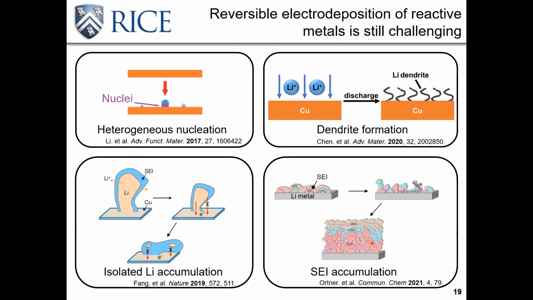Besides, the non-uniform growth of the lithium metal and the large volume expansion during cycling can cause fracturing and reforming of the protective layer. This is the solid electrolyte interphase, SEI, as shown here. The repeating of this process can cause SEI accumulation and polarization buildup.